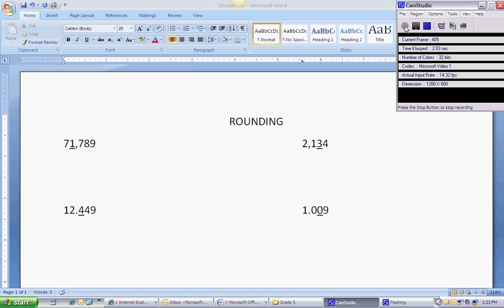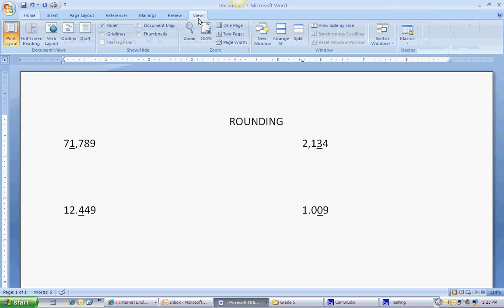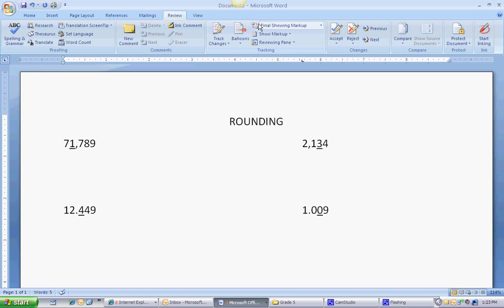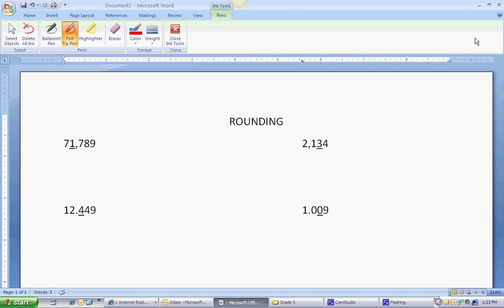Today we're going to look at how to round numbers. Let's look at the following examples. In the first number, 71,789, the 1 is underlined. The 1 is in the thousands place. What that means is I'm going to be rounding the number to the thousands place.